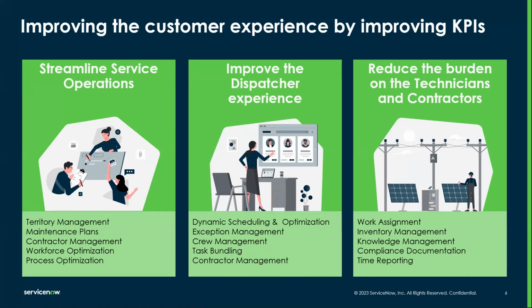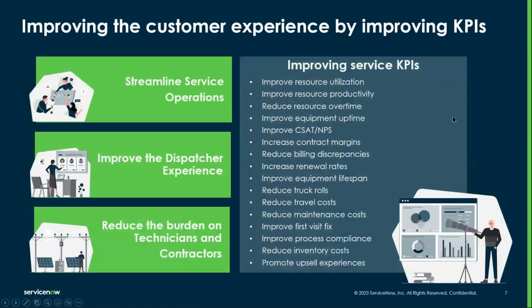These are just features, right? But by implementing those features, by having processes that are optimized for those features to meet a business need, then in turn, we can start addressing an organization's KPIs, right? We can improve or reduce overtime needs, increase contract margins, reduce billing discrepancies, reduce travel costs and truck rolls, all the things that are critical in a field service organization. And by default, then we're improving customer sat and net promoter scores as well.